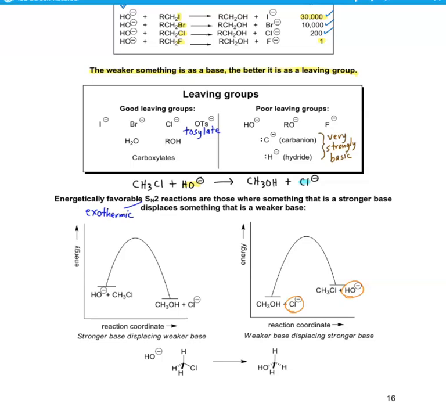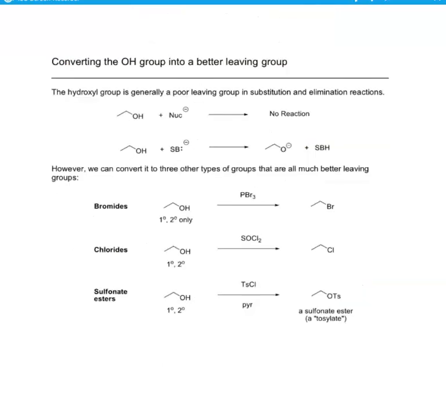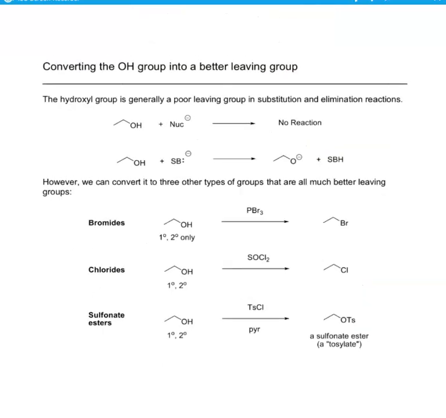Now, let's say that you have an OH group in your molecule. So you have an alcohol, but you want to use it to do an SN2 reaction. Well, if you just try to attack that with a nucleophile, you're not going to get very far. So let's say in this first line that this is a good nucleophile, and it's weakly basic. In such a case, nothing is going to happen.